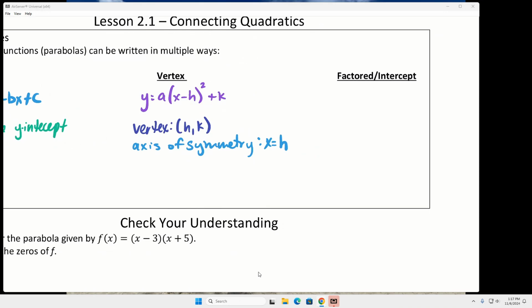All right, and then the last form is factored form or intercept form. It's probably the form you used the most yesterday. So the A is the same A that tells you direction of opening and width, or height, I guess. And so it's going to be A, and then in parentheses, x minus p, and then x minus q in parentheses. P and Q are x-intercepts.